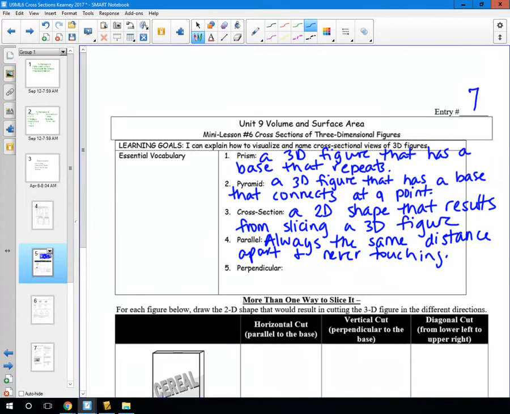So when I say slice something parallel to the base, I mean I want you to slice something that's the same distance from the base and will not touch the base. It won't go through the base. Okay? Now, sometimes today I might say slice it perpendicular to the base. So perpendicular is kind of the opposite of parallel.